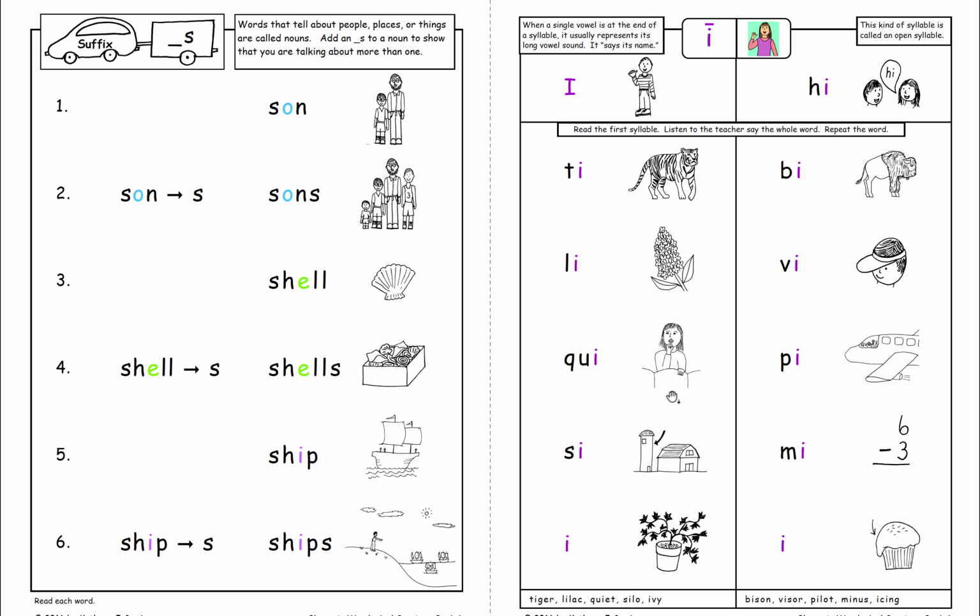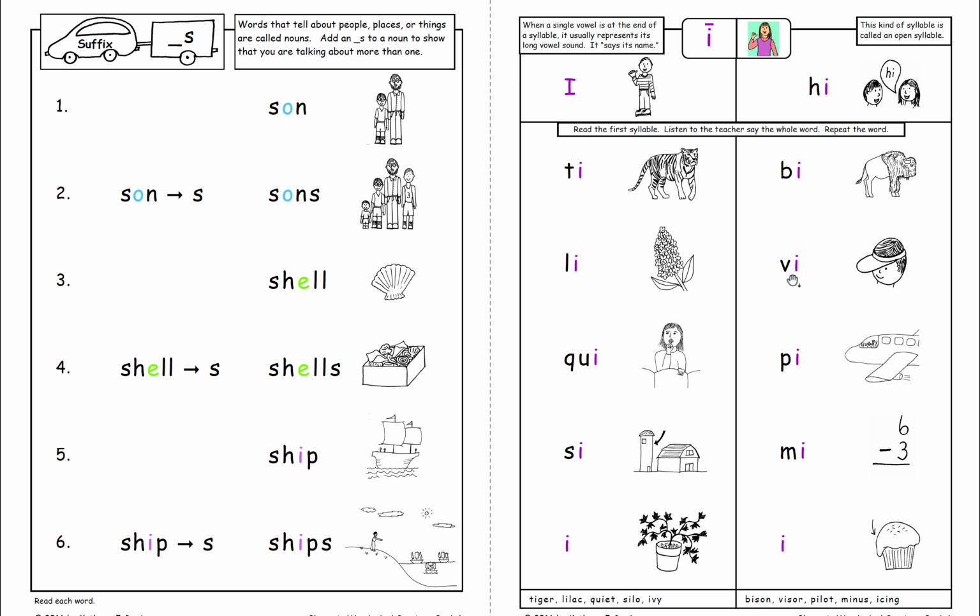Qui, quiet. Si, silo. A silo is a tall building on a farm that can contain grain that the farmer has harvested. I, ivy. Ivy is a green plant.